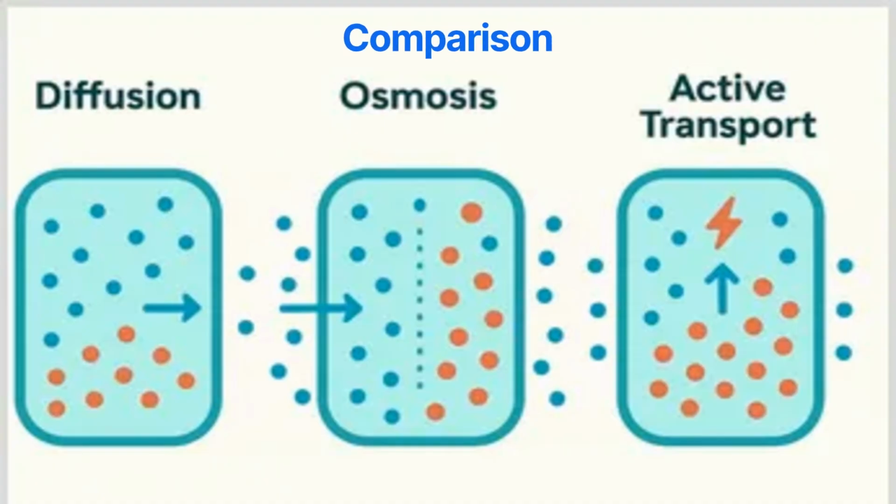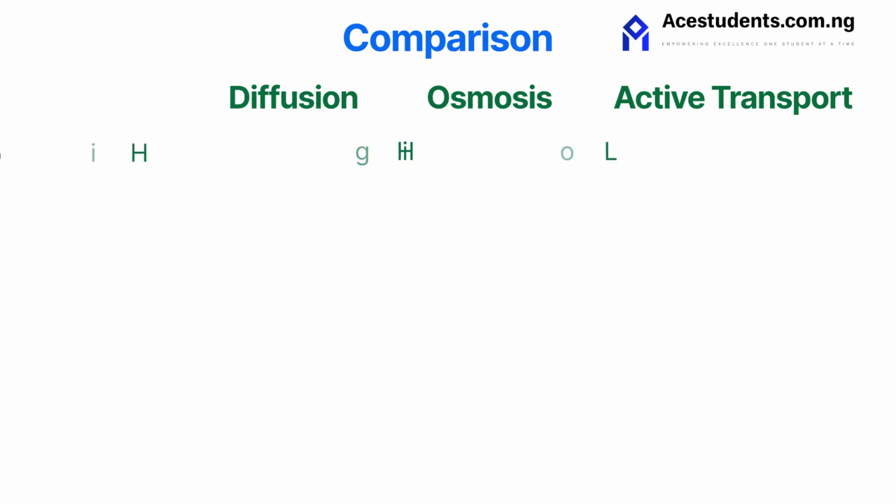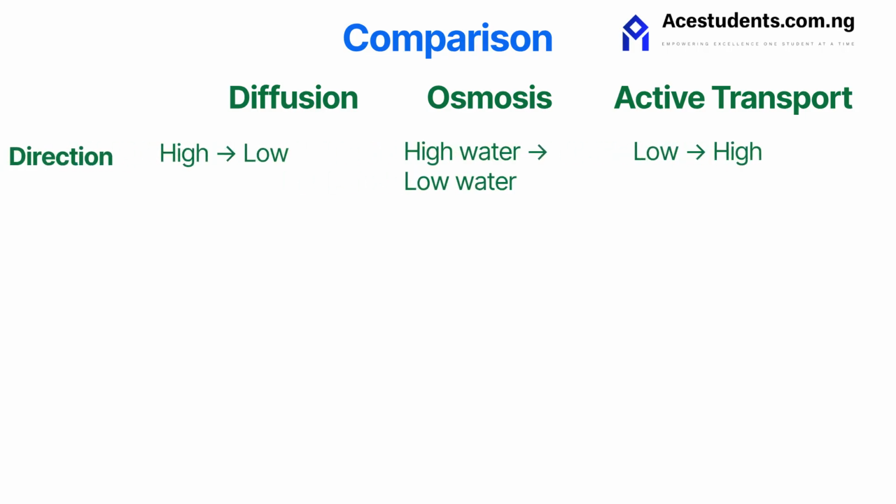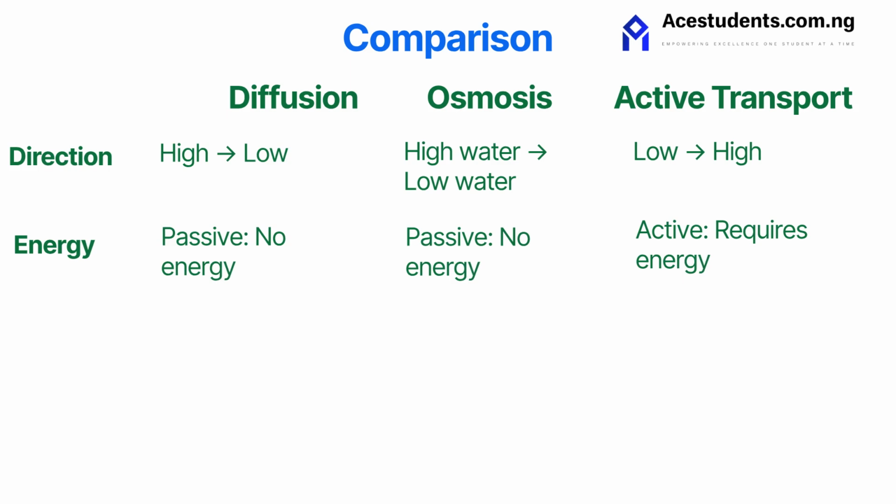Let's now compare all three transport processes, diffusion, osmosis, and active transport, to highlight their differences and similarities. In terms of direction, diffusion moves particles from high to low concentration. Osmosis moves water from high to low water concentration. Active transport moves particles from low to high concentration. Regarding energy, diffusion and osmosis are passive processes that require no energy. Active transport is an active process and requires energy.